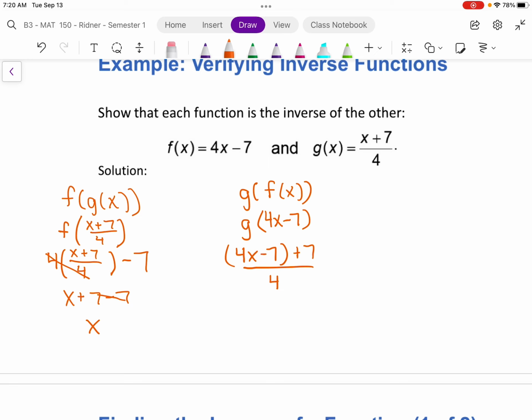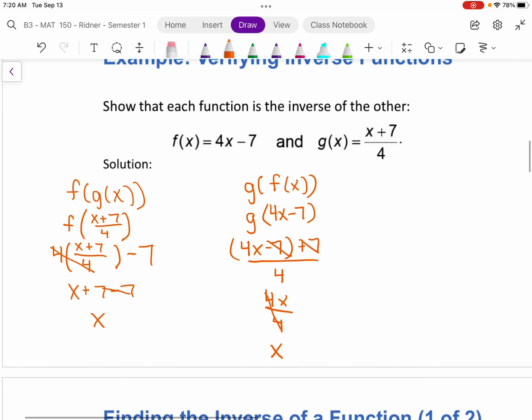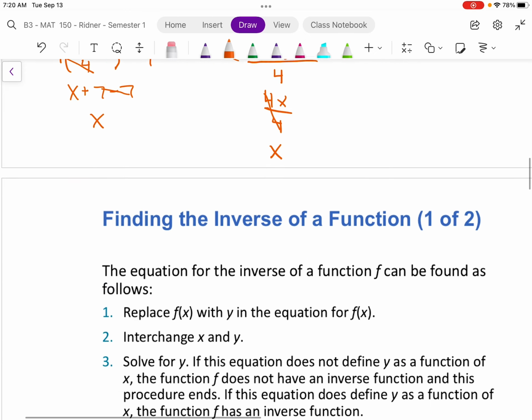All right, so minus 7 plus 7 cancels. I'm left with 4x over 4. They cancel, and I'm left with just x. So yes, these two functions are inverses of one another, and it's because each composition equals x.